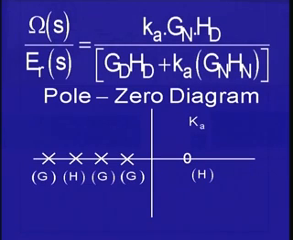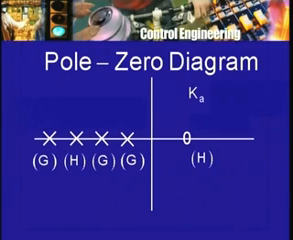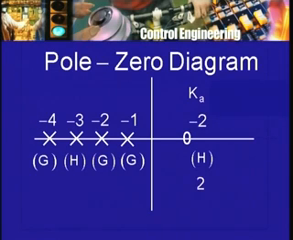Now what does the denominator look like? The denominator will perhaps look like this. Now look at the pole zero diagram that I have already drawn. Let me put some numbers here. For example, this pole of g may be at -1, the 0 of g may be at -2, the pole of h may be at -3, the other pole of g may be at -4, and the 0 of h may be at say +2, and the value of the gain Ka may be, let us say, 100.